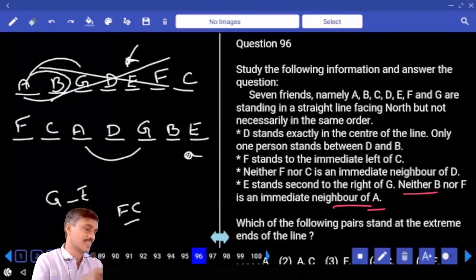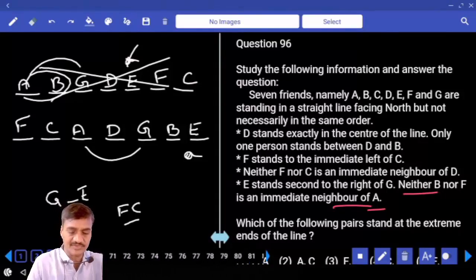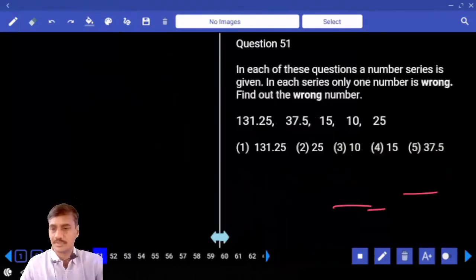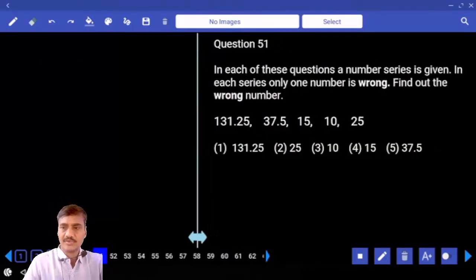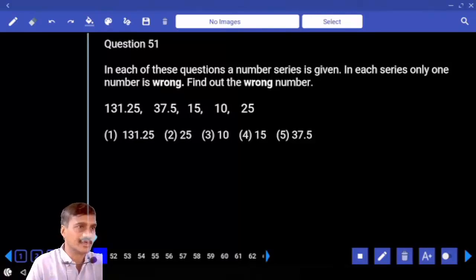Wrong number series 51. Now question numbers 51 to 55. Now in this 51 to 55, now 51, numbers are in the decreasing order. Whenever the numbers are in the decreasing order, what should we do? We need to start in the reverse order. And how do we do the reverse order, tell me.